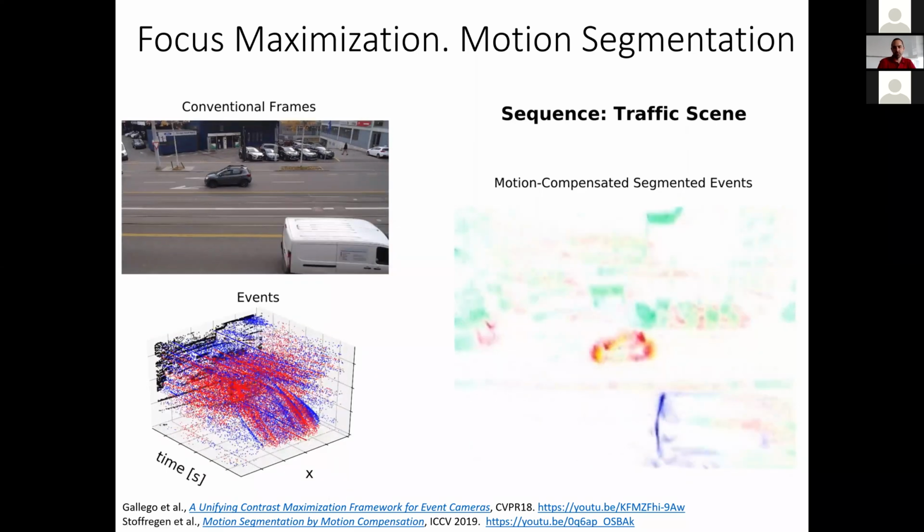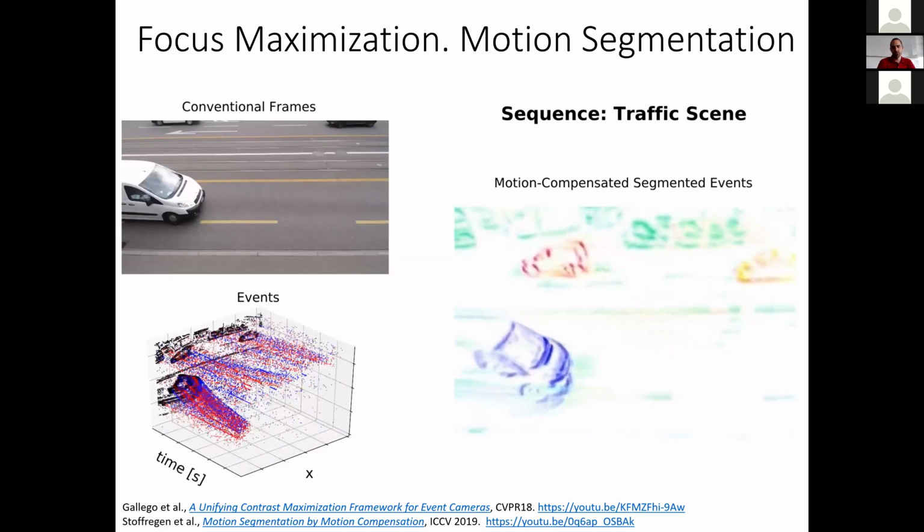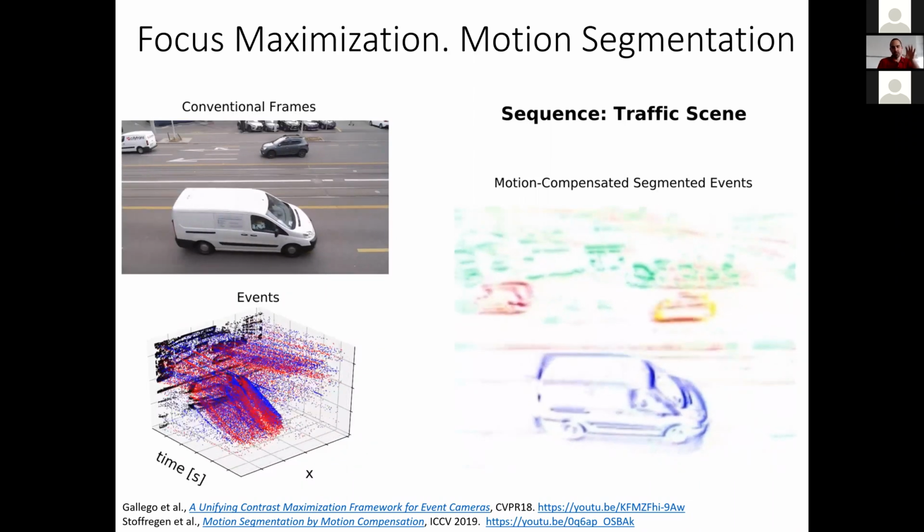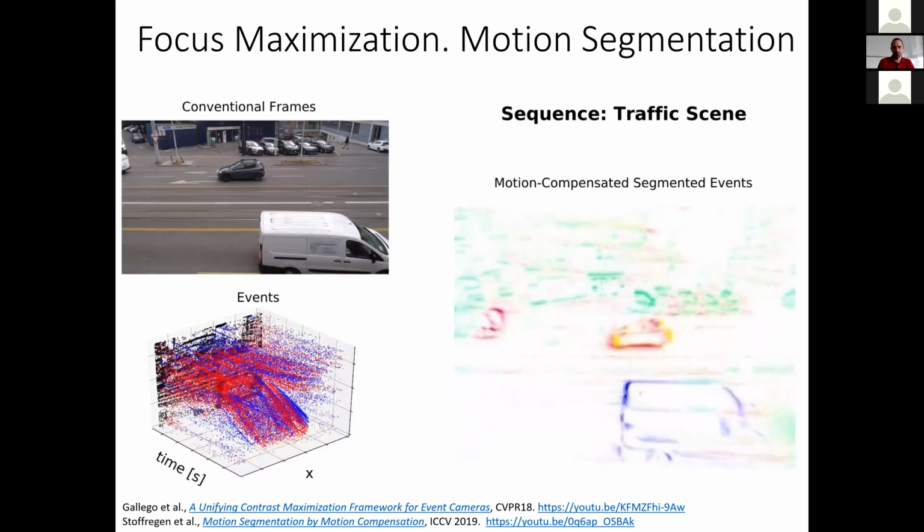So there are 3 cars. These are the colors, the blue, red, and yellow. These are 3 clusters of events. And the 4th one is that the camera is also moving. So that's the green one.